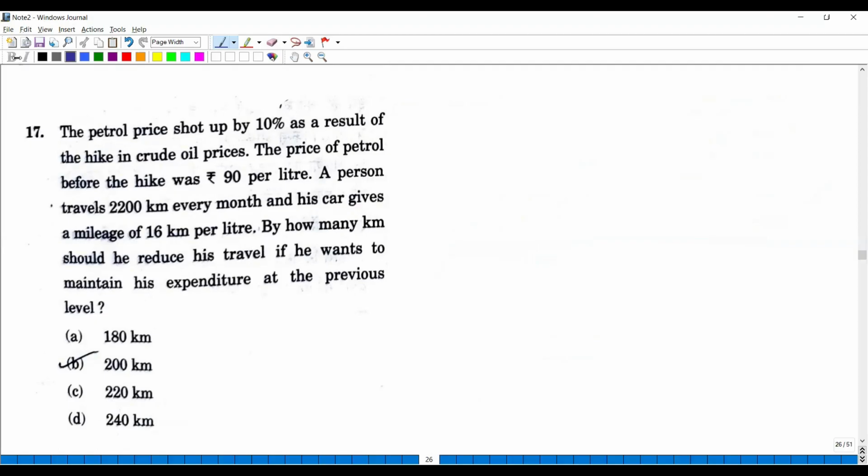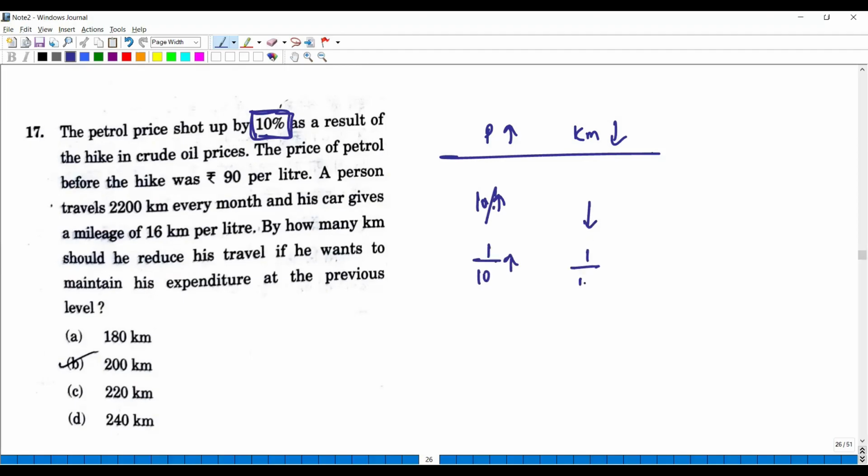It's simple. If the price is increased, automatically you cut the number of kilometers, the distance you travel. 10% means a 1 by 10 increase. According to percentages, the decrease is 1 by 11, because a 10% increase means 11 by 10, and the reciprocal of 11 by 10 is 10 by 11, which is nothing but a 1 by 11 decrease in the kilometers.